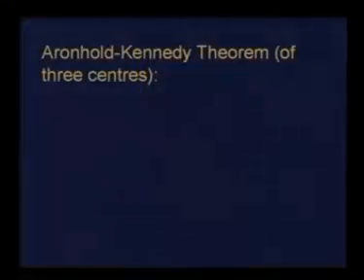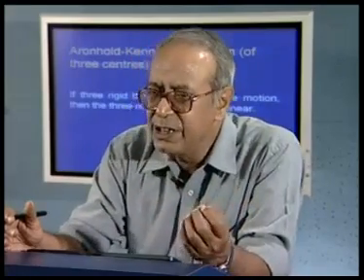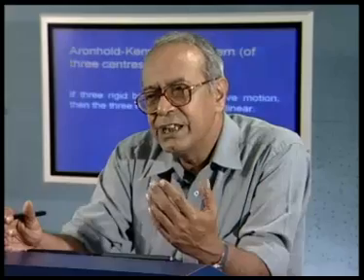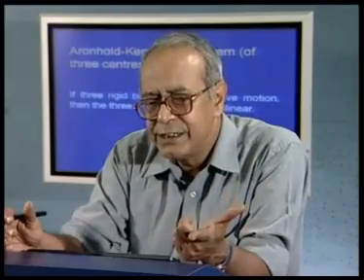So, Aronhold-Kennedy theorem of three centers is the following. If three rigid bodies are in relative motion, we are talking now about three rigid bodies which are in relative motion, but they may not be interconnected. But with three bodies, we have three relative ICs, because 3C2, that is 3 into 3 minus 1 divided by 2, gives you 3. So, with 3 rigid bodies in relative motion, there are 3 relative ICs. The Aronhold-Kennedy theorem says that these 3 relative ICs must lie on a line. That is, the 3 relative ICs are collinear.